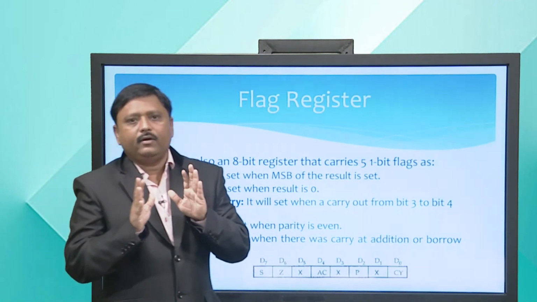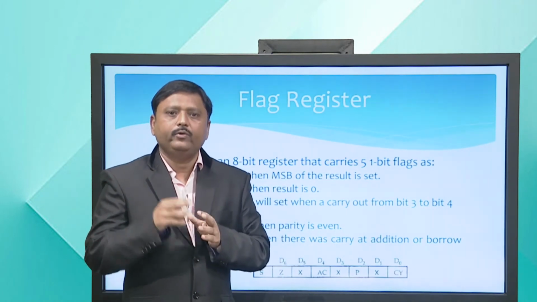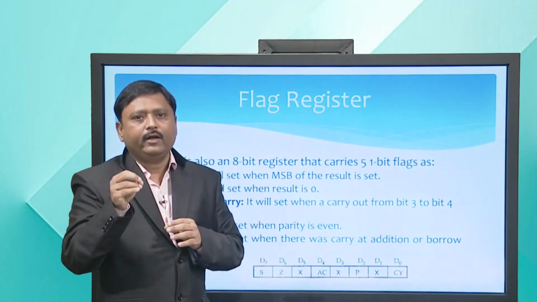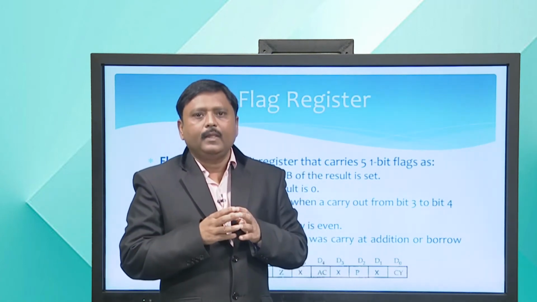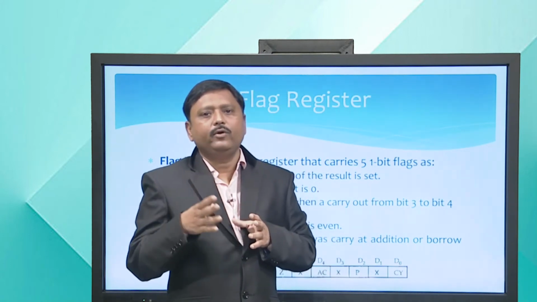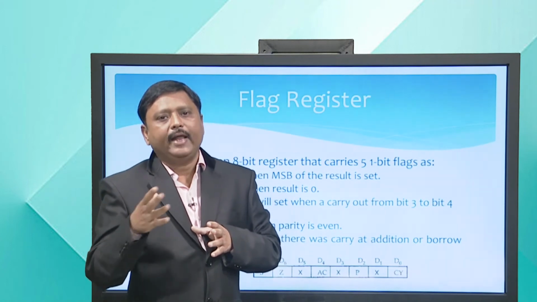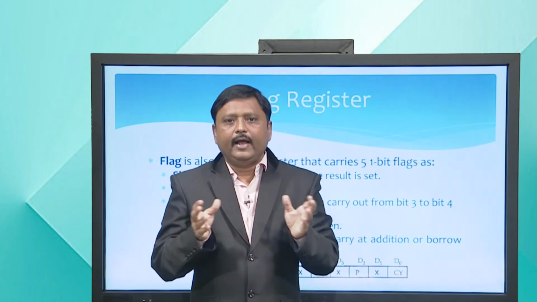So, there are 5 flags in the flag register that you can use in a program to check whether a particular condition is met or not, like sign, carry, auxiliary carry, zero or parity. So, this is how we can use the flag register.